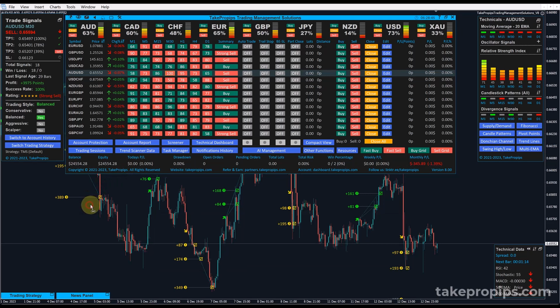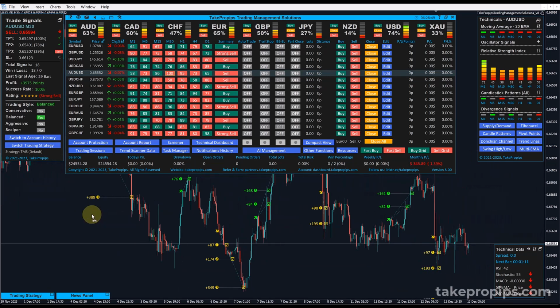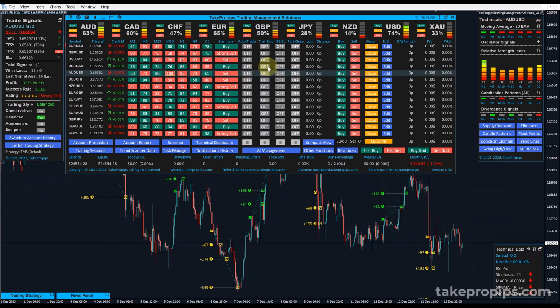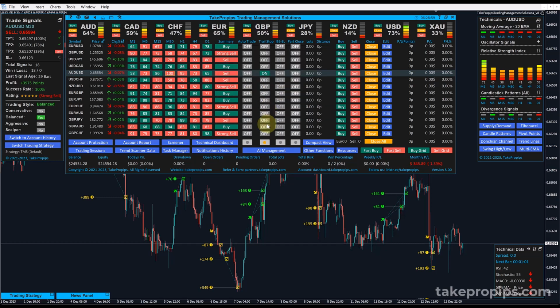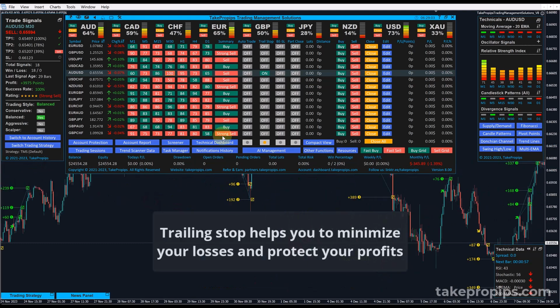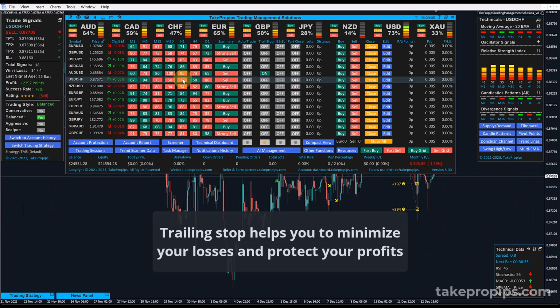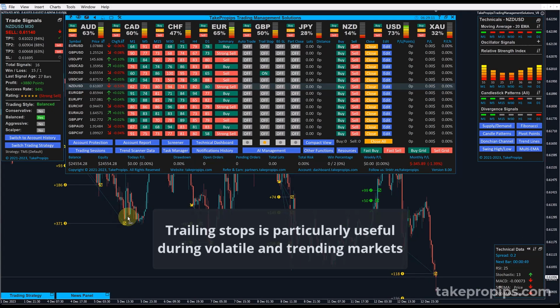Imagine this: you're in a profitable trade, and the market is moving favorably. You want to secure your gains while giving the trade room to grow. That's where the trailing stop comes in. It adjusts your stop-loss as the market moves in your favor, ensuring you lock in profits while still allowing for potential market growth. This feature is particularly useful in volatile and strong trending markets, where sudden reversals can quickly erode gains.